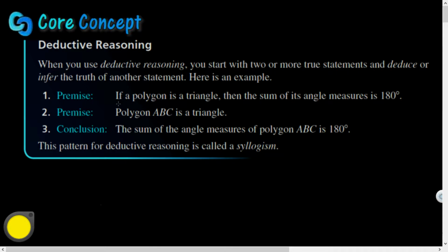So let's see. It says premise number one: if a polygon is a triangle, then the sum of its angle measures is 180 degrees. Premise number two: polygon ABC is a triangle. Conclusion: therefore, the sum of the angle measures of polygon ABC is 180 degrees. Wow. So this pattern for deductive reasoning is called the law.